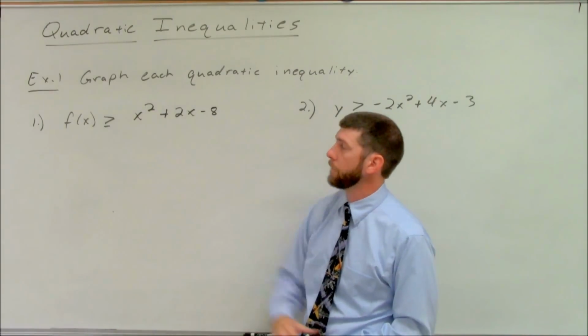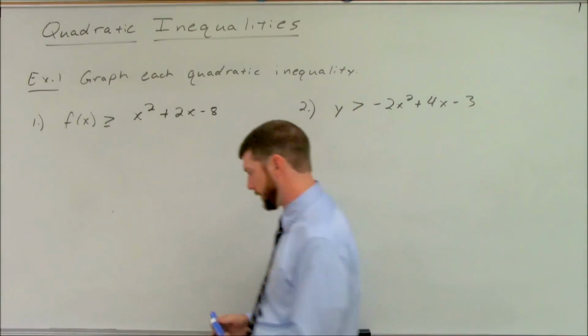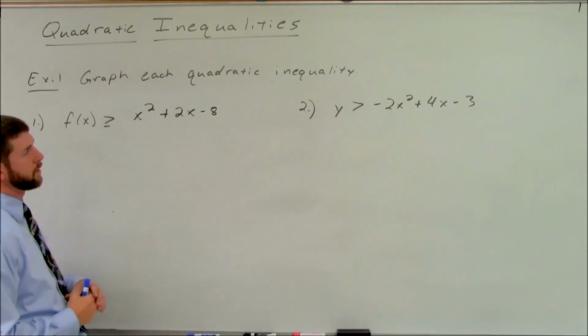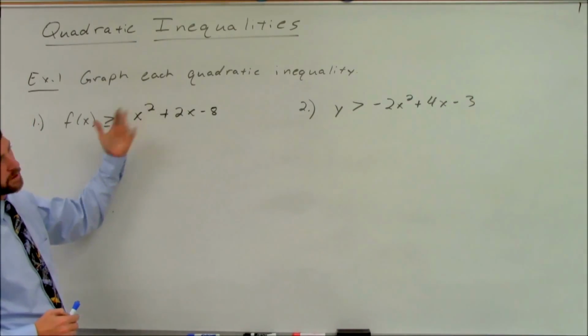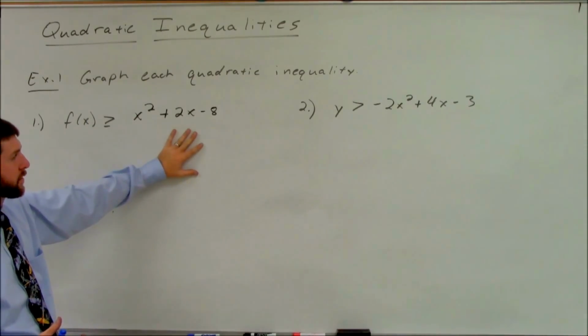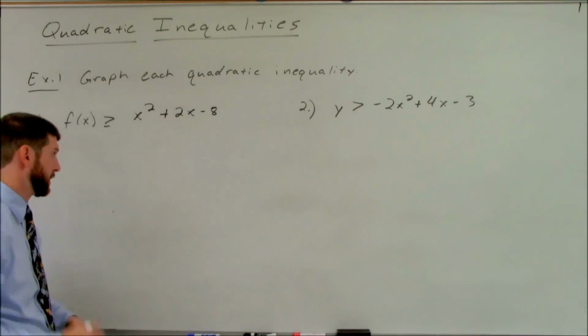We have this example here. f of x is greater than or equal to x squared plus 2x minus 8. So we're going to graph the same way we would graph any quadratic, whether it's an equation or an inequality. And we're going to look at what type we have. This is in standard form. So in a standard form quadratic, we graph by finding the vertex and intercepts.